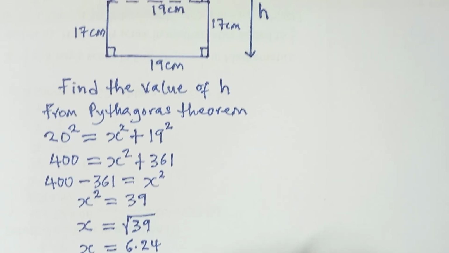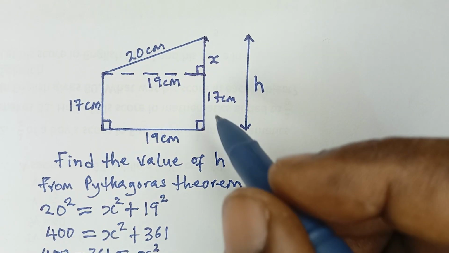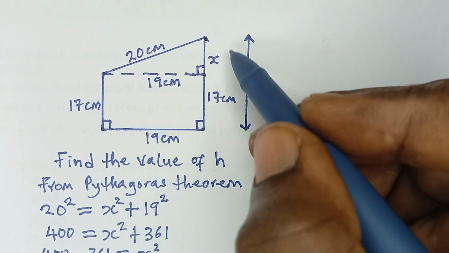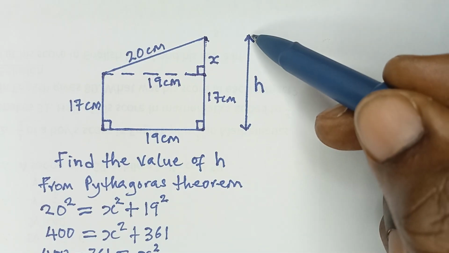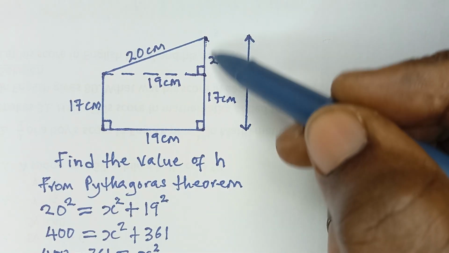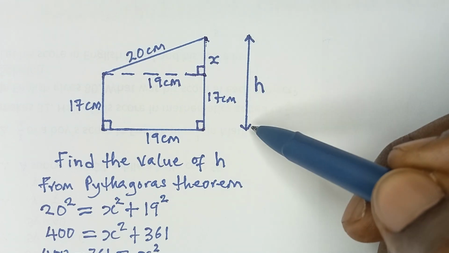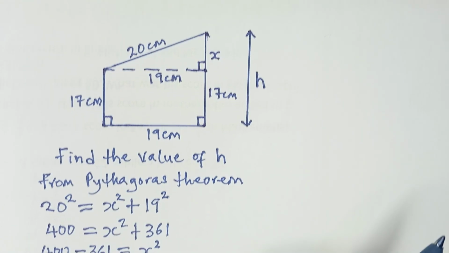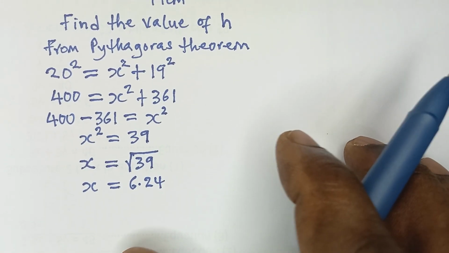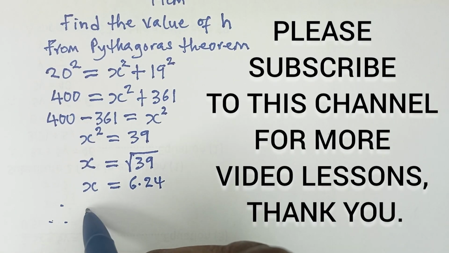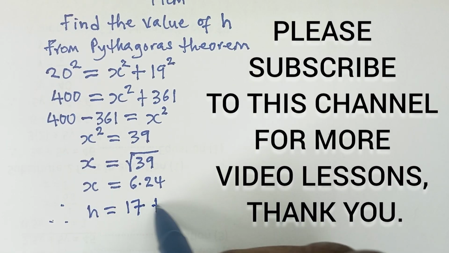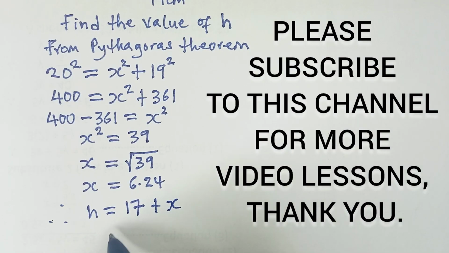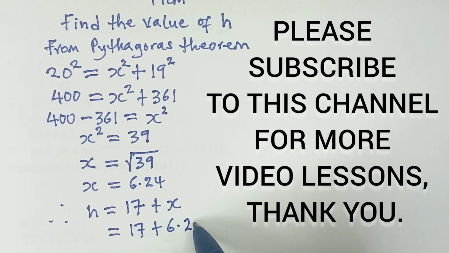So if we go back to our diagram now, we can now see that this x is 6.24 that we just obtained now. So the full height now, which is h, the value of h, is going to be 17 plus the value of x that we just obtained. That will be the full height of that figure. So I'll say therefore h is equal to 17. That is the part that I already know, added to x that we just found now. So h will be equal to 17 plus 6.24, the value of x.